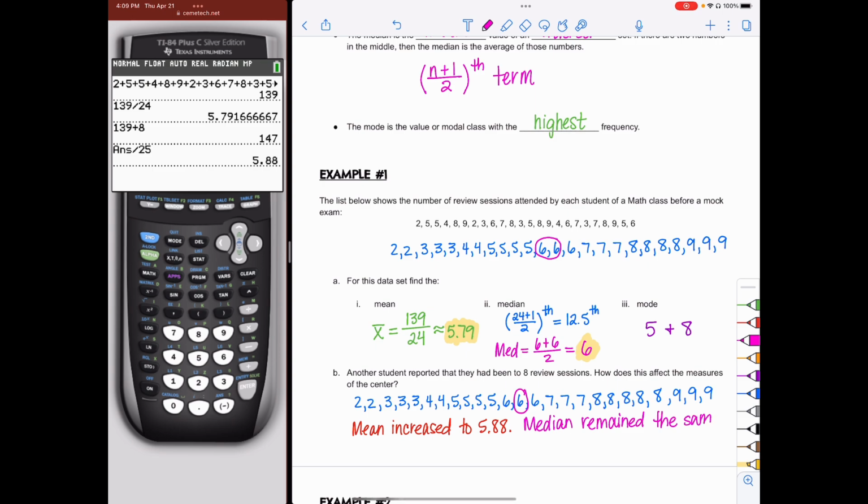Next, we have our mode. Our mode is the value with the highest frequency, or that's seen the most times. Now my mode has changed. My mode is now 8 because I see it 5 times.